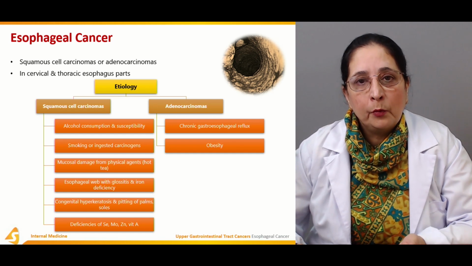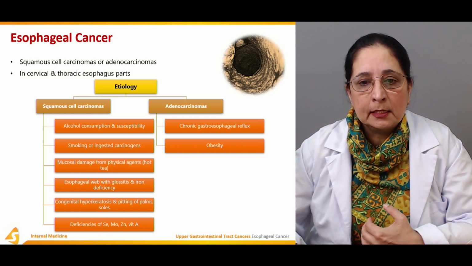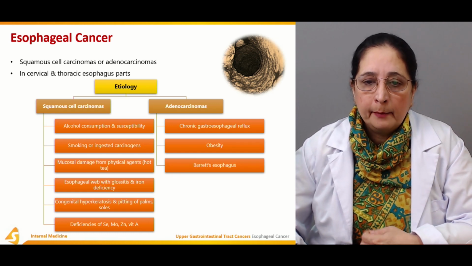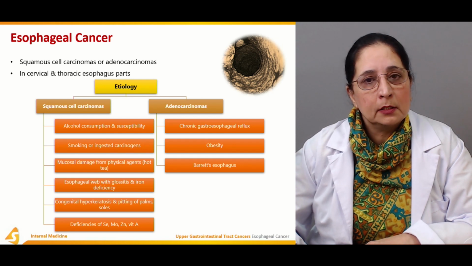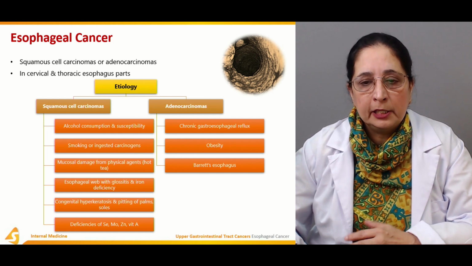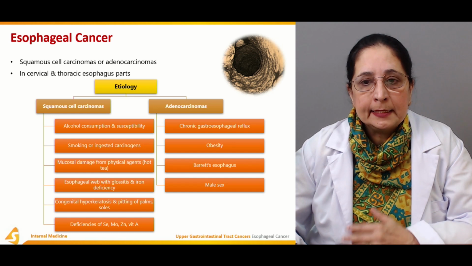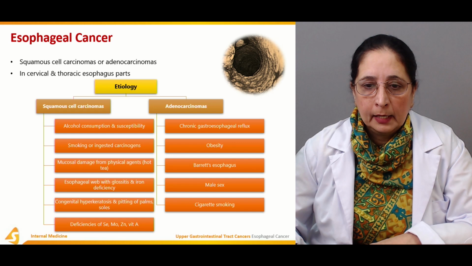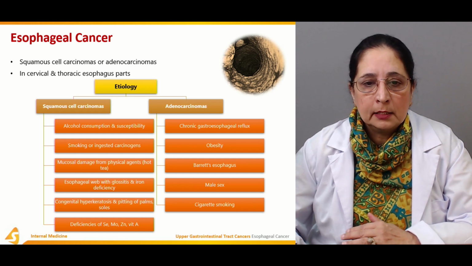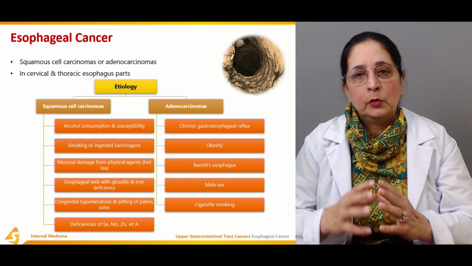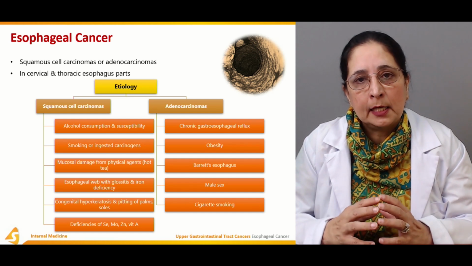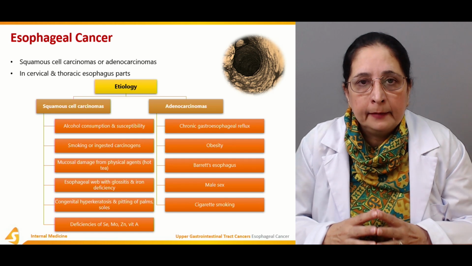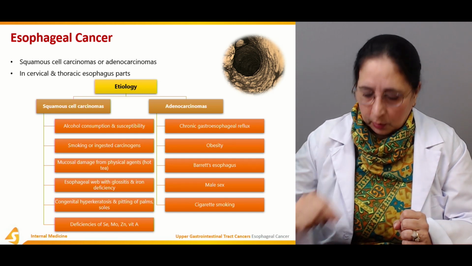People who are overweight and obese have another cause for esophageal adenocarcinoma. Barrett esophagus causes esophageal adenocarcinoma. Male sex is more prone to adenocarcinoma. And cigarette smoking can cause both squamous cell carcinoma and adenocarcinoma of the esophagus.